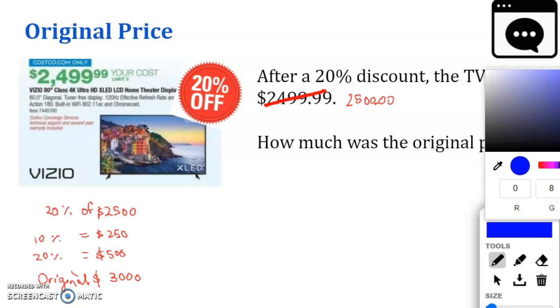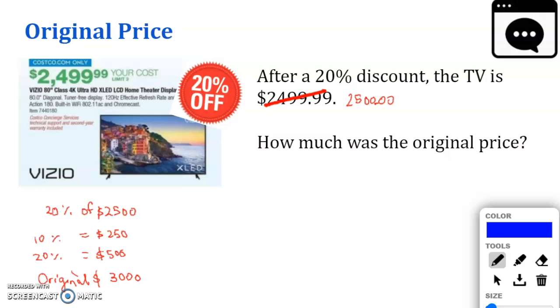So if I calculate 20% of 3,000, 10% of 3,000 is 300, and 20% of 3,000 is going to be 600. So if I deduct 600 from it, I am going to get 2,400, not 2,500. So there's something wrong here. What's going on? This is not right, because this does not work out. Something is not quite right.